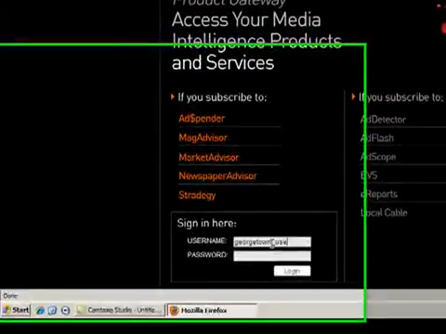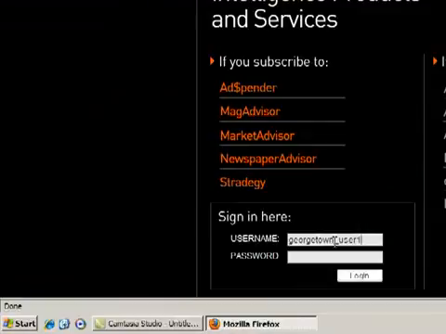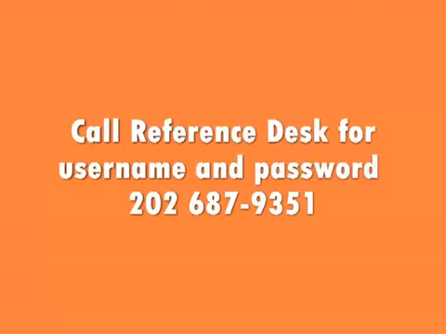So how do you get started? By getting the username and password from the reference desk. So call the reference desk today and start having fun.